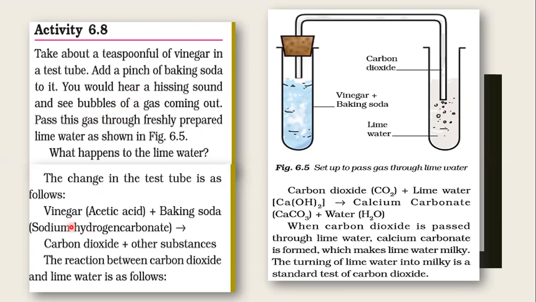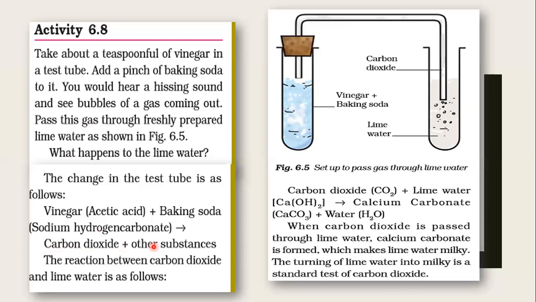Okay, the reaction is given here. Vinegar is acetic acid, and we are adding baking soda, which is sodium bicarbonate or sodium hydrogen carbonate. On adding sodium bicarbonate, a gas is formed. Which gas is formed here? Carbon dioxide gas is formed. Along with that, some other substance is also formed. Now, how will we come to know that the gas formed is carbon dioxide? For that, we will do another activity.